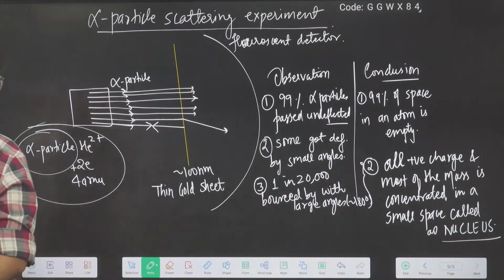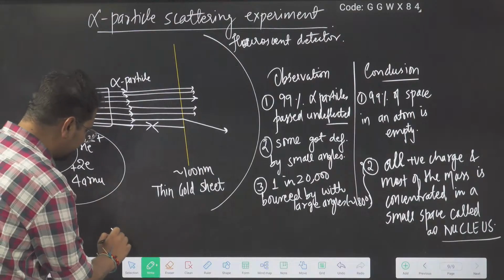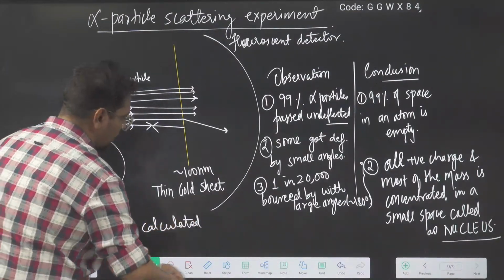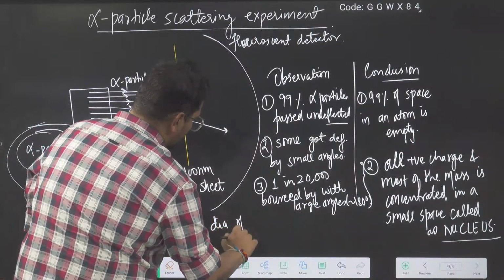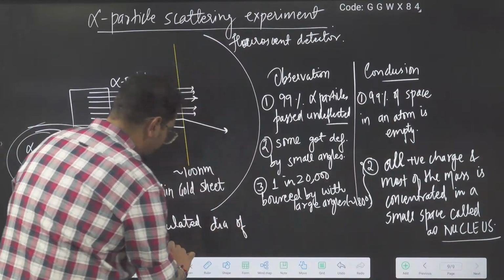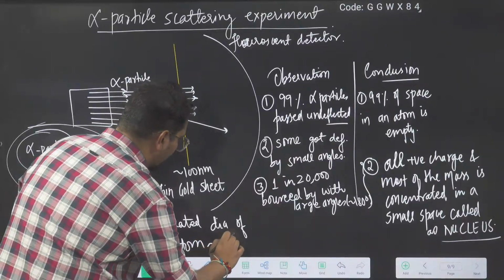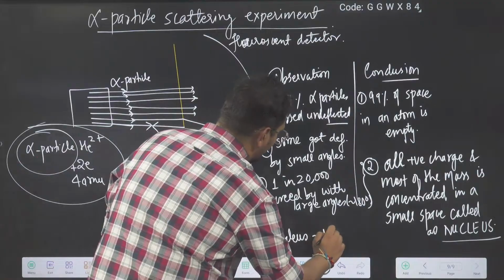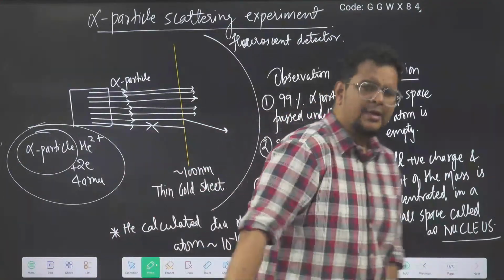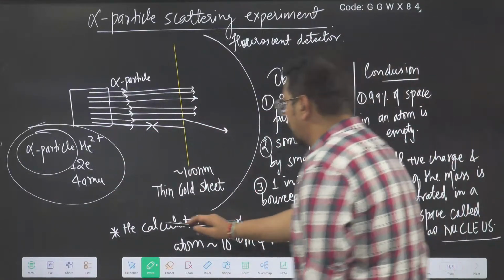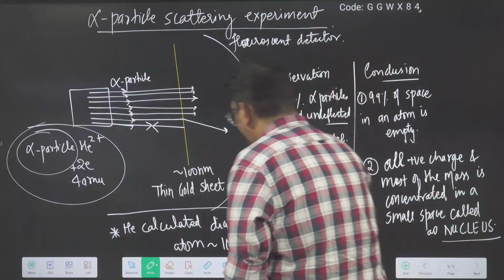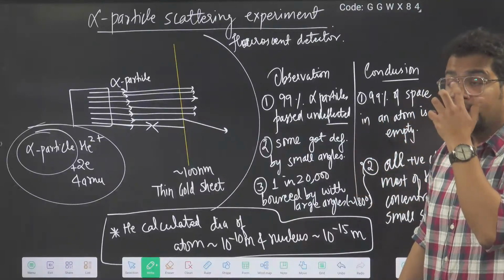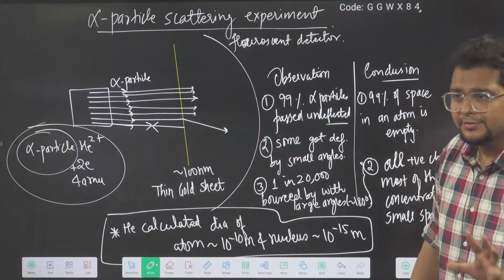One more very interesting thing he has done. He calculated the diameter of the atom at the order of 10 to the power minus 10 meter and the nucleus at the order of 10 to the power minus 15 meter. He gave the atom diameter almost the same as Thomson, around 1 or 2 angstrom, but the nucleus will be 10 to the power minus 15 meter.